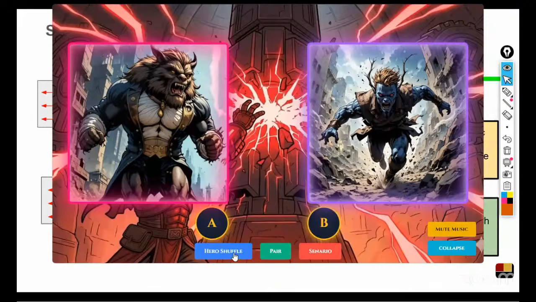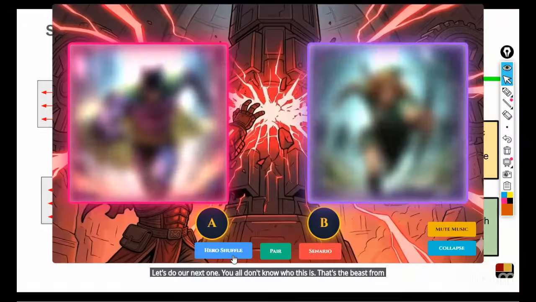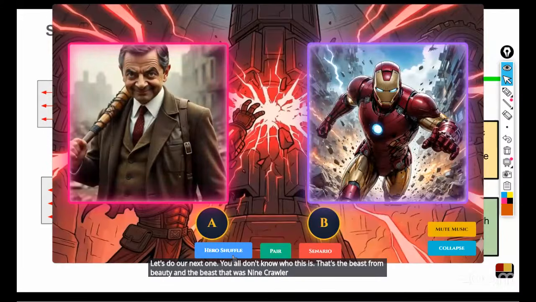Let's do our next one. You all don't know who this is. That's the Beast from Beauty and the Beast, and that was Nightcrawler. I like this one. All right.